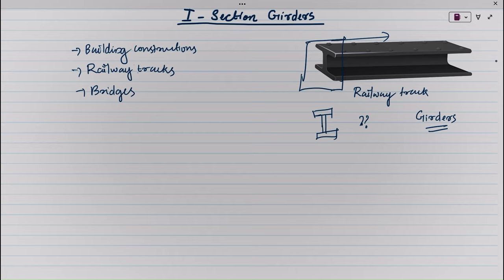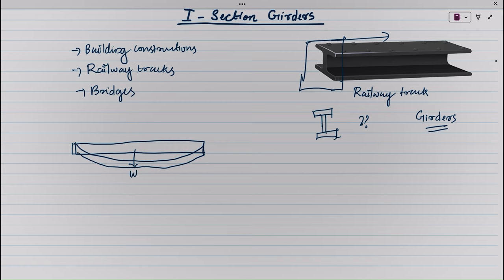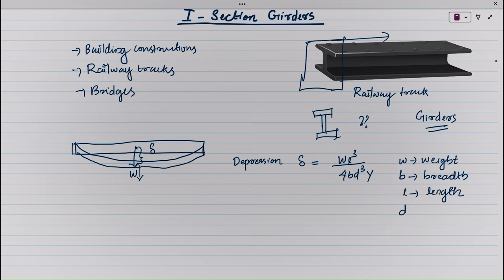Can you say why it is in the shape of the capital letter I? For that, consider a uniform beam having rectangular cross section, loaded at the middle, so that it will bend like this because of the weight. And we have a depression denoted by the letter delta produced at the middle of the beam, which can be written as delta = W L cube divided by 4 B D cube Y, where W is the weight of the load, B is the breadth of the beam, L is the length of the beam, D is the depth of the beam, and Y is the Young's modulus.